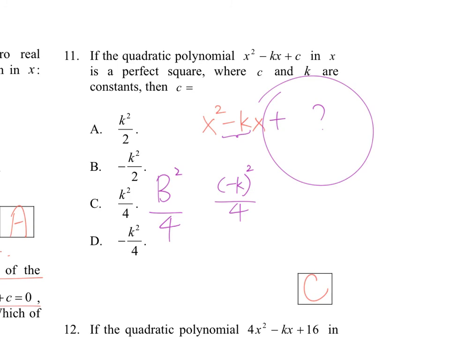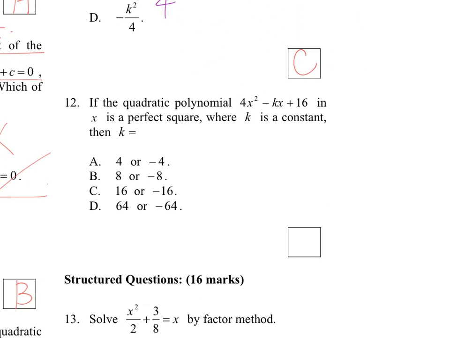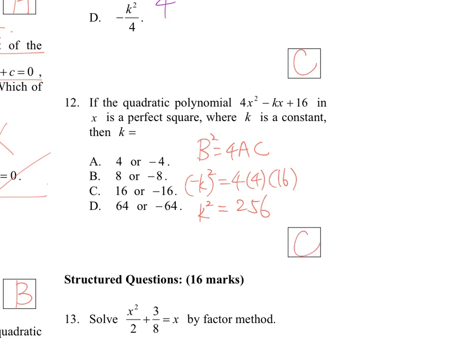Okay, that's almost the end. And we arrive at question 12. So 4x squared minus kx plus 16 in x is a perfect square. So actually this is quite an observation problem, okay? Of course you can remember b squared equals 4ac. So b squared equals 4ac and k squared equals 256, and therefore the answer is C.